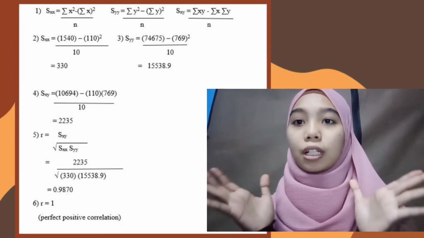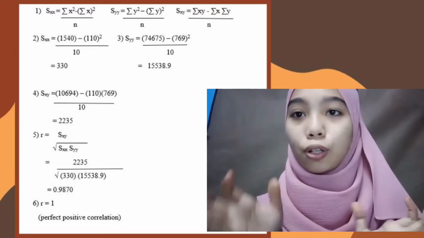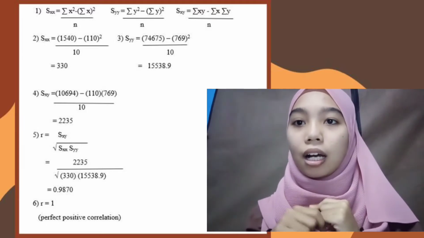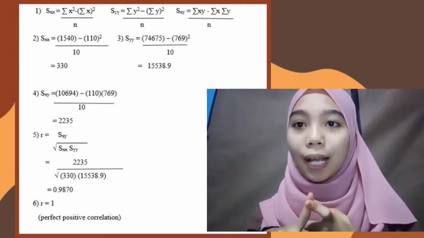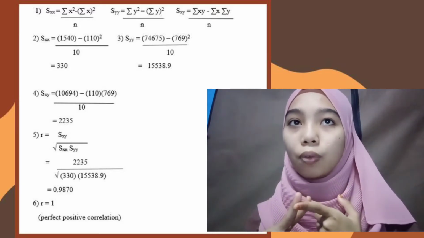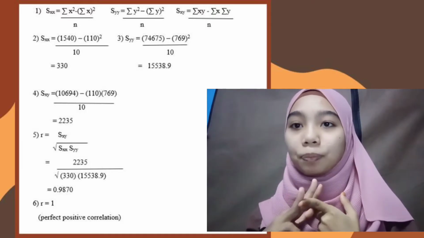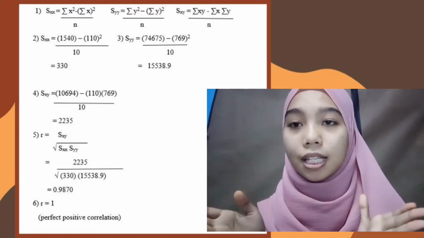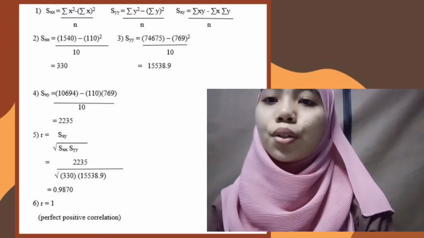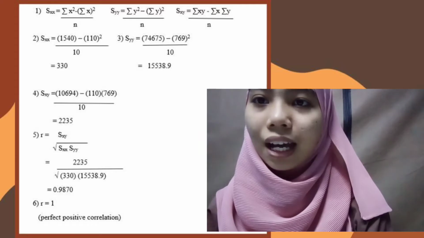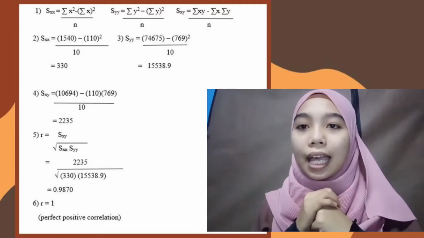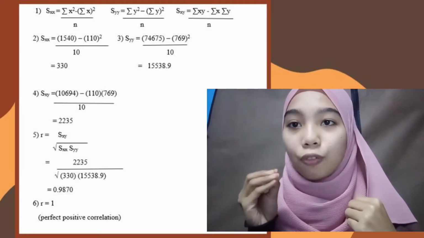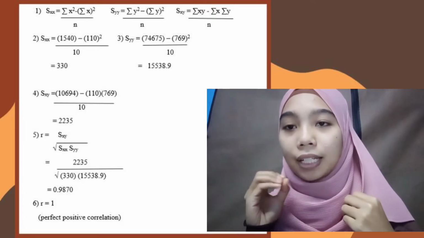For the first step, you must make 5 columns. The first is the value of x. The second is the value of y. The third is the value of x squared. The next is the value of y squared, and the last is x multiplied by y. For the value of x I use the height of the ramp, and for the value of y I use the mean distance traveled by the toy car.